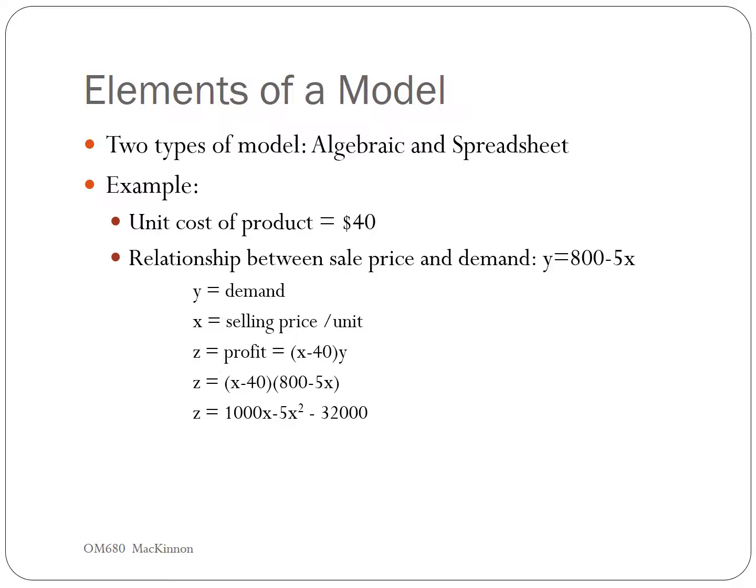that is a typical demand curve. Y is our demand, x is our selling price per unit. We'll introduce another variable, z. Z is our profit, that is our price minus our cost times the demand. Then we can continue to work through the algebra until we finally get z equals 1000x minus 5x squared minus 32,000. We don't even necessarily need that algebra for the problem.